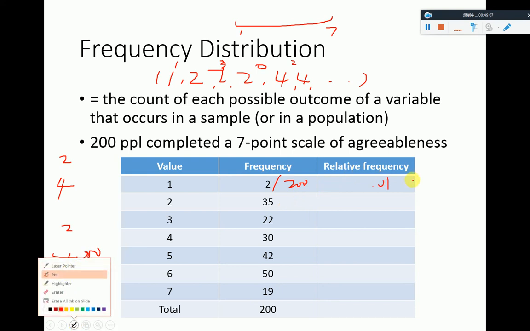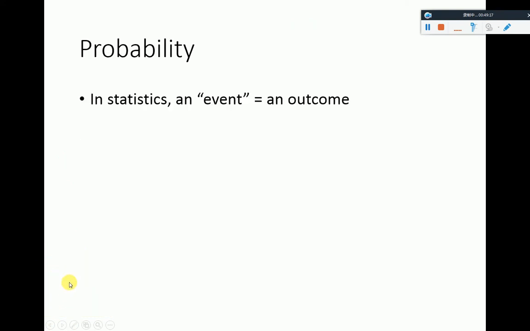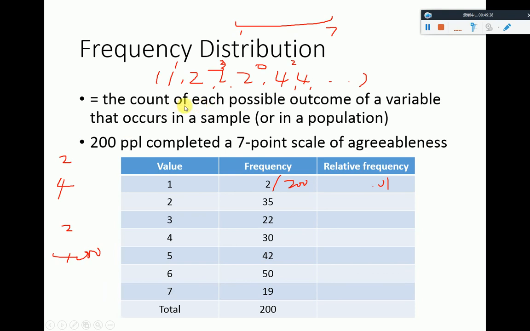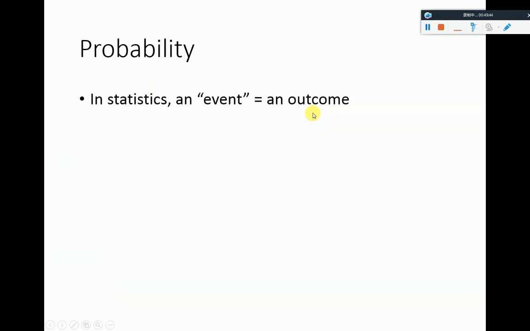Now, once we understand what relative frequency means and how we calculate it, it is only a short step from what we call probability. Probability is a very special concept in statistics, and we have our own terminology to describe it. Previously we said frequency describes how often an outcome occurs. But when we talk about probability, we use the word event instead of outcome, to describe the property of our interest.